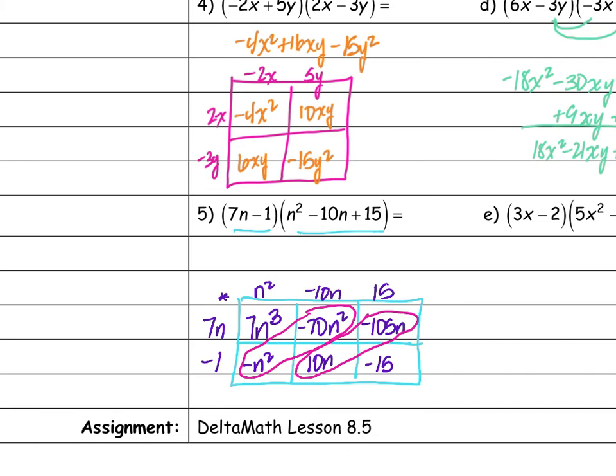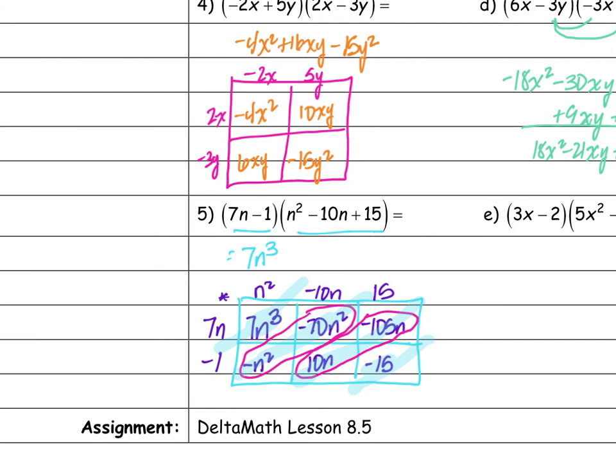So I'm going to add on my diagonals, and I get 7n cubed. We always still start with this first, we always still start here. And then we go here, and then here, and then here. So we're going diagonally here, here, here, and here. And that's how I add them together.